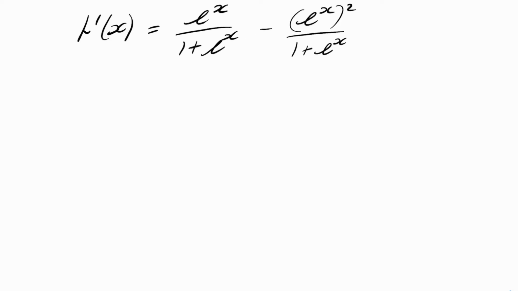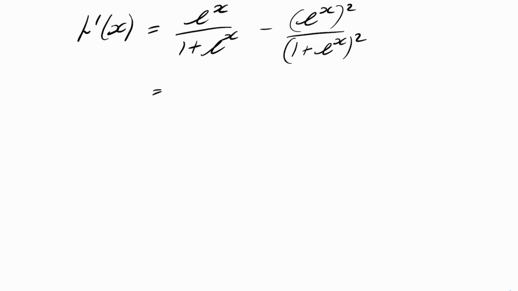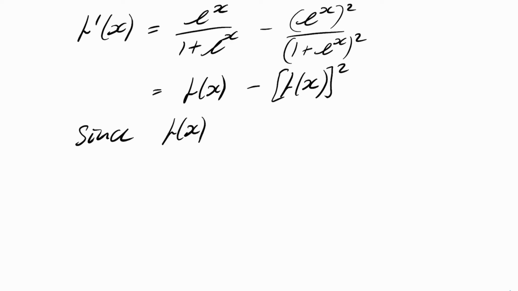Let's have a look at the first derivative. If we differentiate the function, what we find is we get e to the x. So when we differentiate the numerator and the denominator, we find these two terms. And as a way to understand what's going on here, let's write this as f of x, the first term is just the function itself, minus the function squared.